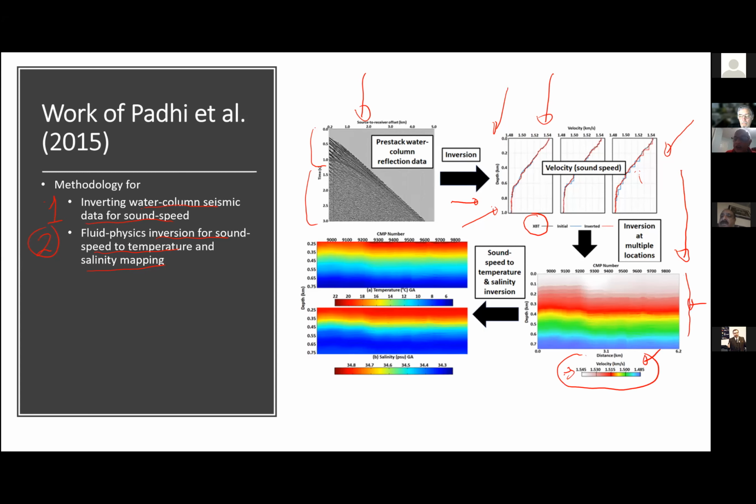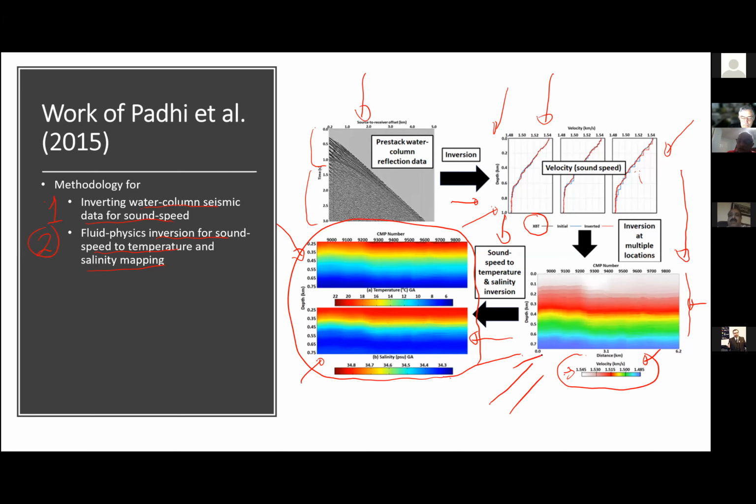And this is the velocity variation. And then he performed a fluid physics inversion method and converted sound speed to salinity on the bottom and temperature on the top. So there are ways. Right now, because we are not so familiar with this component, sound speed to salinity and temperature mapping, in this presentation I'm going to assume this is available. And I'm going to concentrate only on this: how to estimate sound speed.